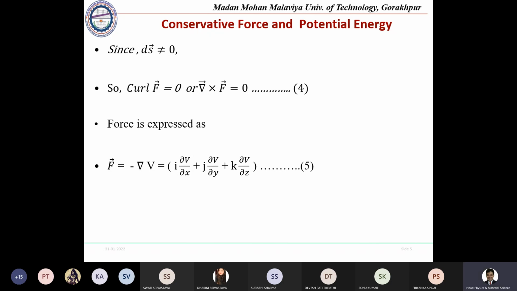Here we have written this i del by del x plus j del by del y plus k del by del z, that is operated on v, and that's why the v has been multiplied in all the vectorial components of del, and that's why this becomes i del v upon del x plus j del v upon del y plus k del v upon del z.